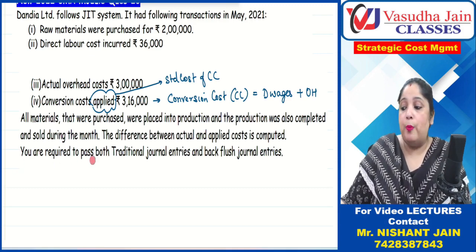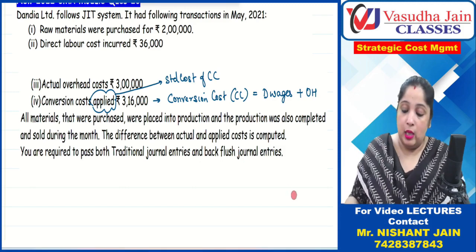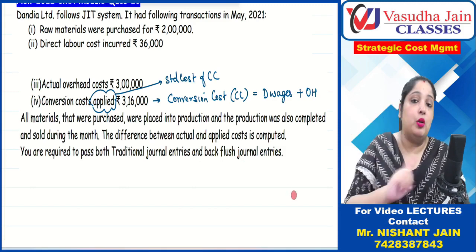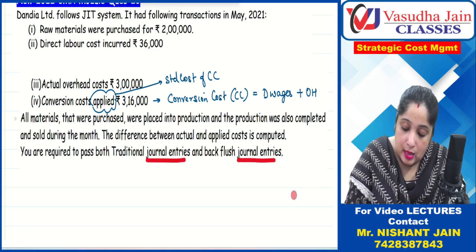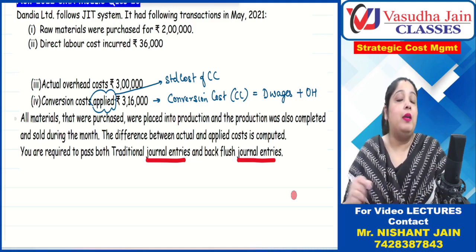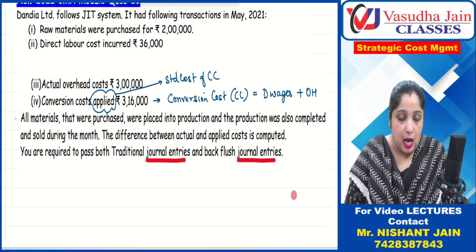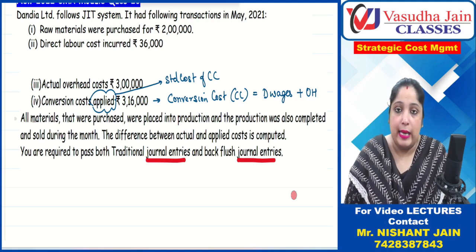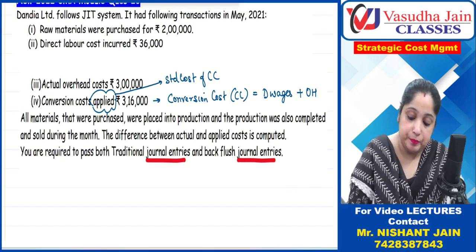You are required to pass both traditional journal entries and backflush journal entries. One more thing. In backflush accounting, you're not supposed to make accounts. You're just supposed to pass the journal entries. But it is first better to understand with accounts, and then we can pass the journal entries very quickly. So first I will make accounts, which will be done in just seconds, and then we will see what entries will be passed.